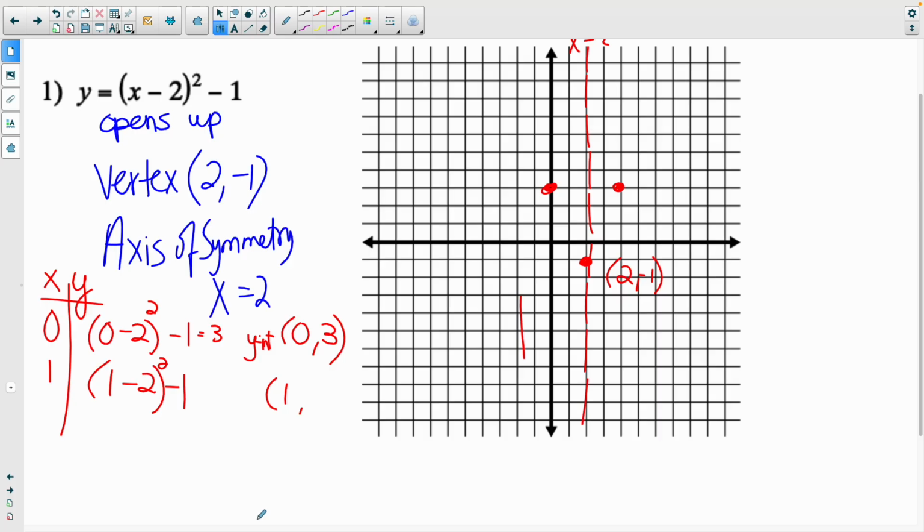Zero, good. So 1, 0 is my other point. So go to the right one, and then don't go up or down at all. And then plot its reflection point. Just don't forget to connect your points and have arrows.